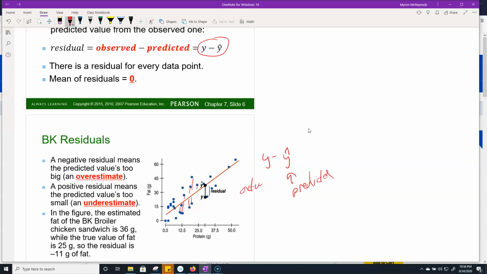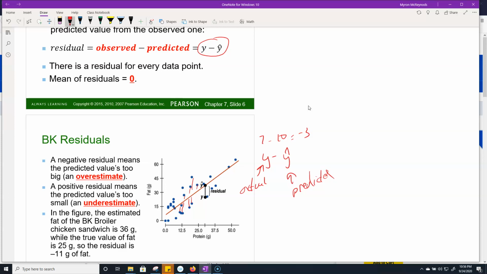Residual is actual minus predicted. The actual is the actual dot itself, the y, minus the predicted. So a negative residual is an overestimate, because you'll end up with a negative number. If you look at this right here, that means you overestimated. The prediction is higher than the actual, so you end up with a negative number. Like if the actual was 7 and the predicted was 10, you would end up with negative 3. So that's how it would be an overestimate.